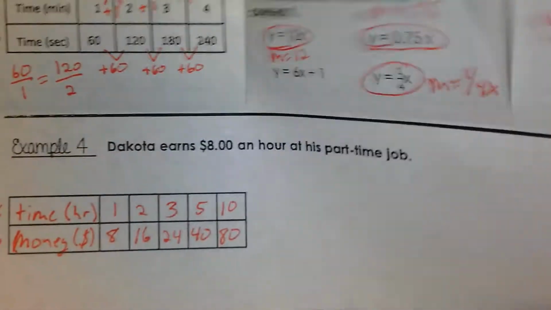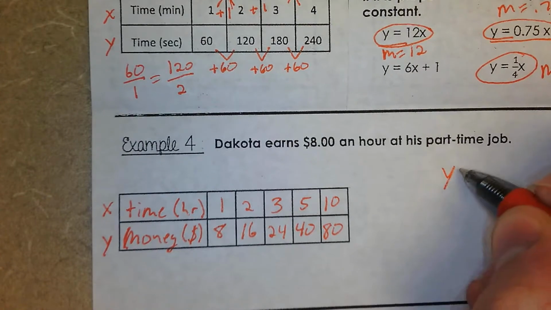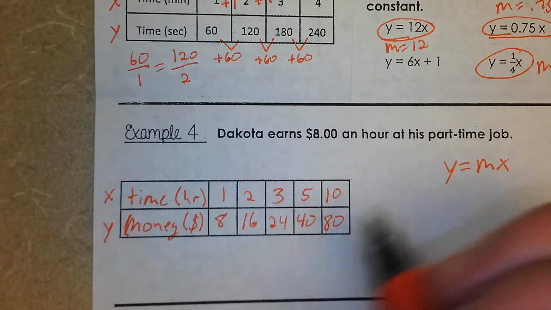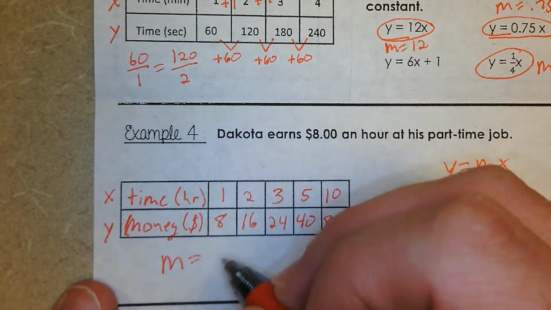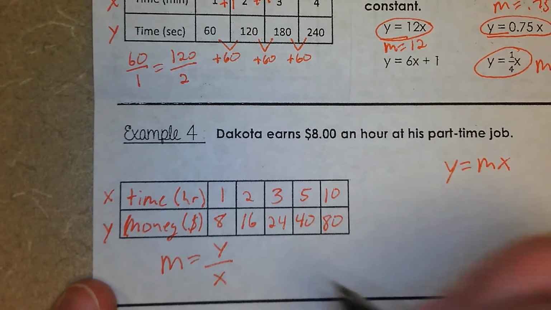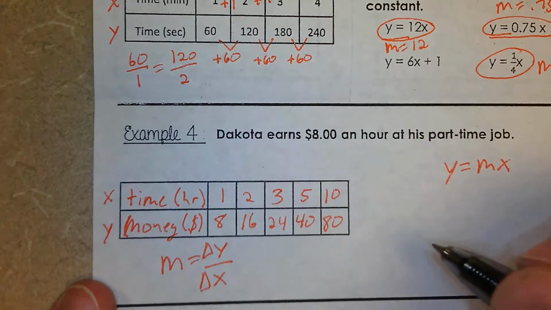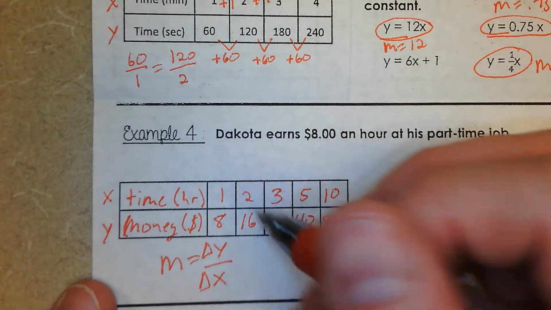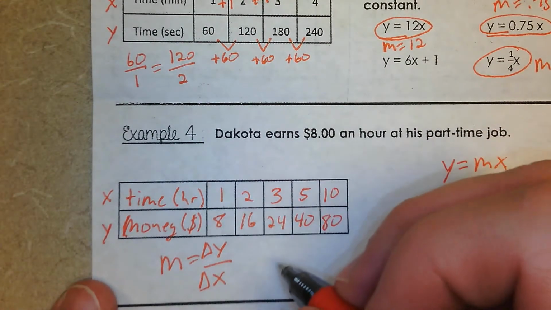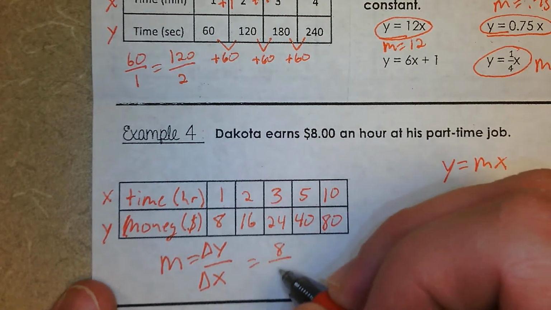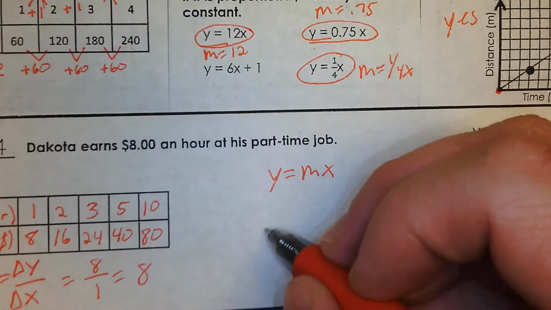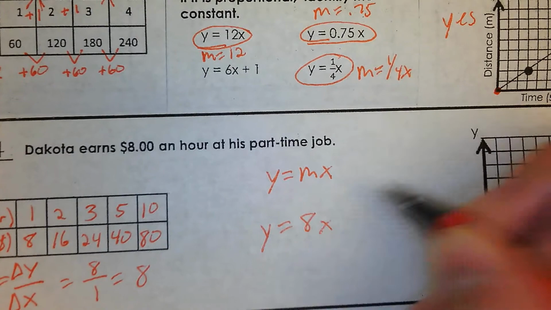All right? So we should hopefully by now know if my equation is y equals mx, I can find m, my constant, by taking my y value. So m is your y divided by the x. The change in y divided by the change in x. So in this case, I can just take 8 divided by 1, or 16 divided by 2, or 24 divided by 3. Any of those will work. So if I take 8 divided by 1, I get 8. So my constant of proportionality, my value for m, is 8. So we would write this equation as y equals 8x.